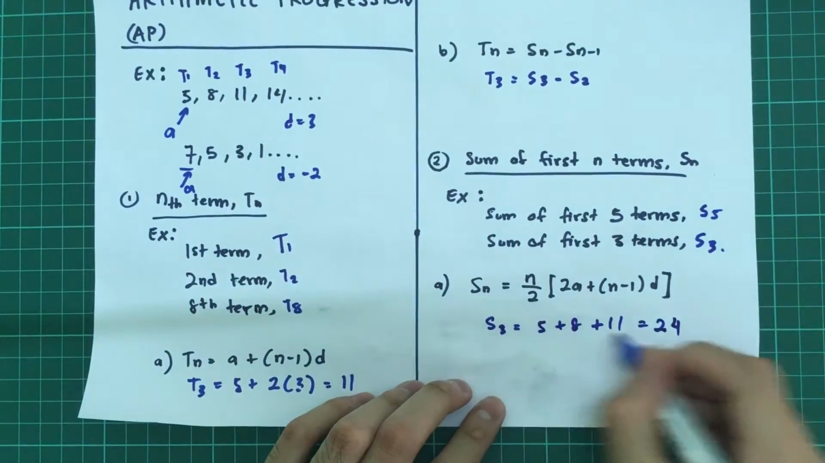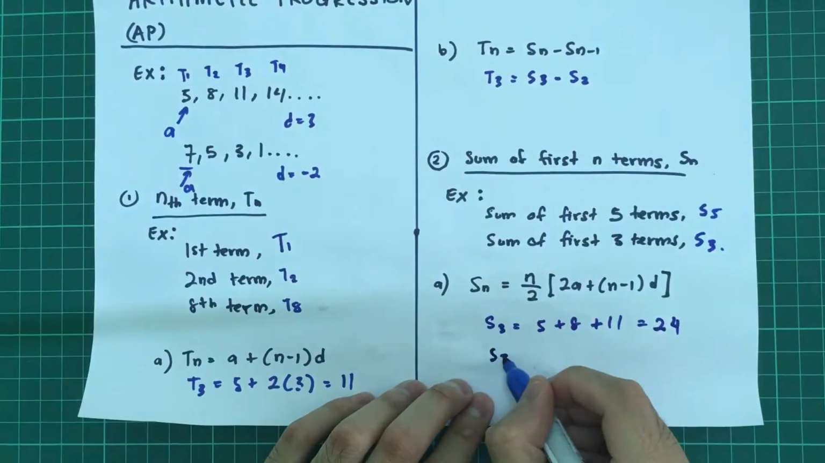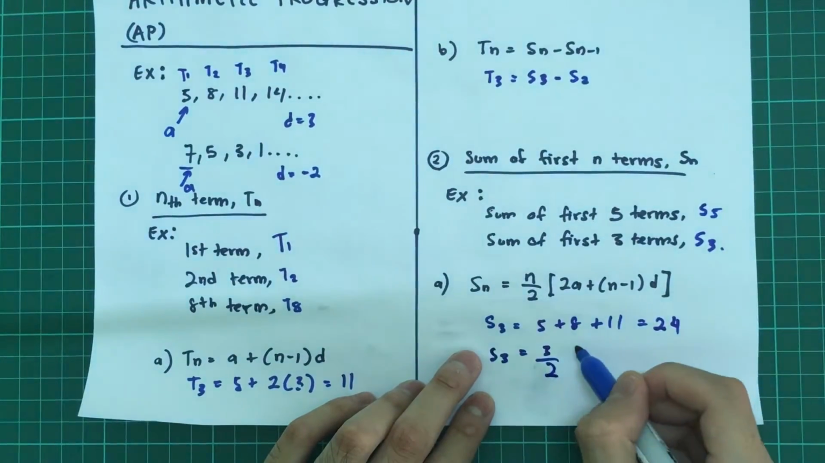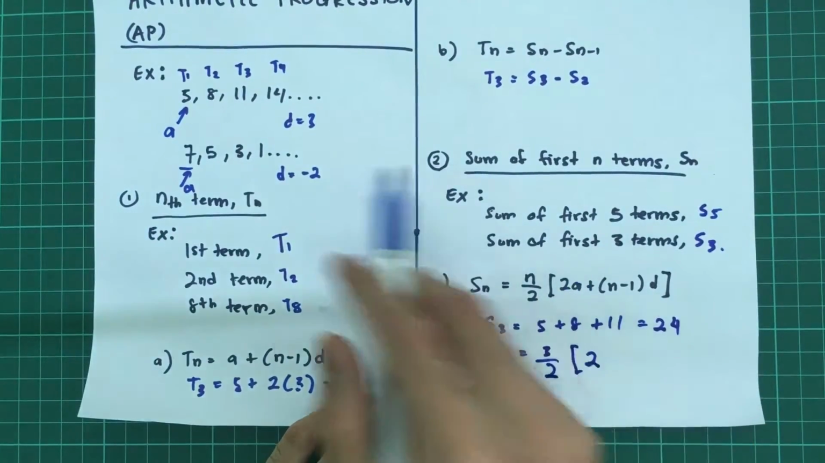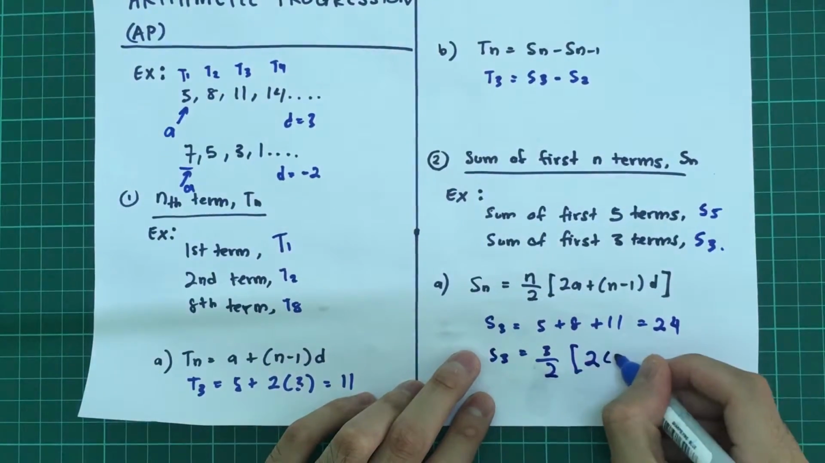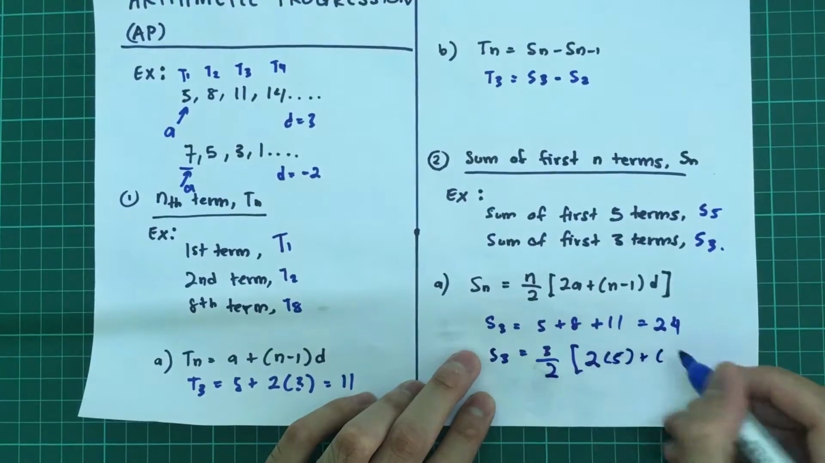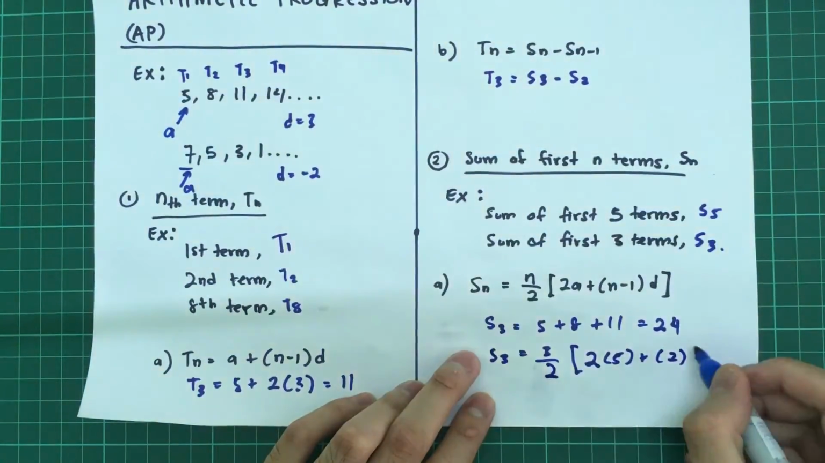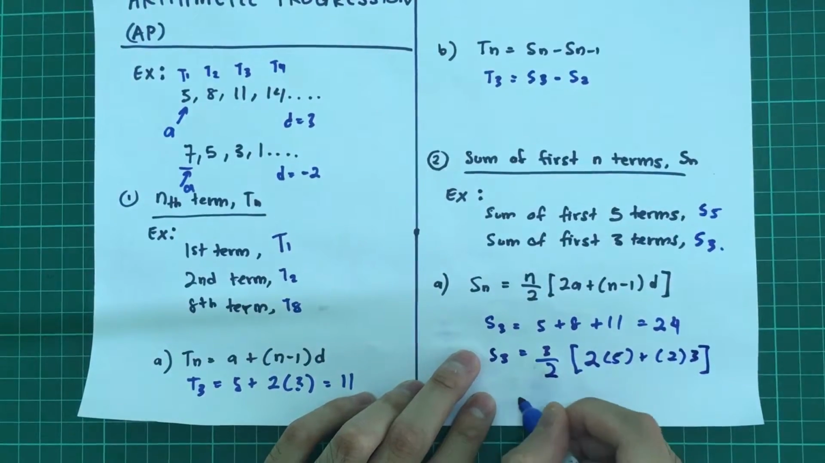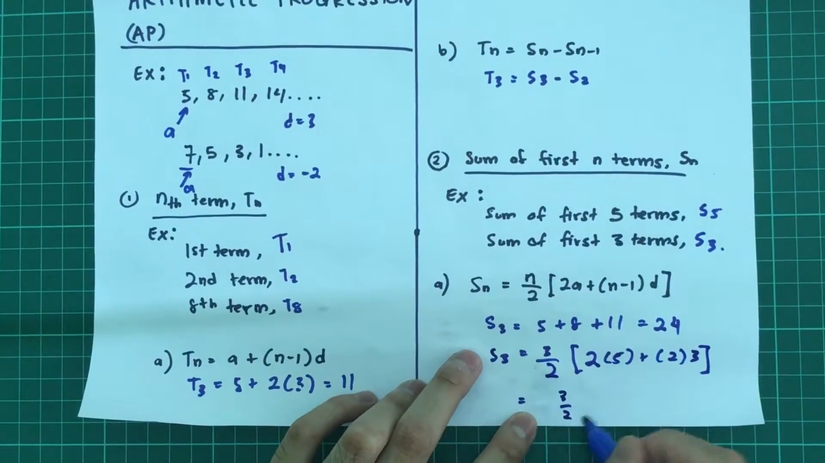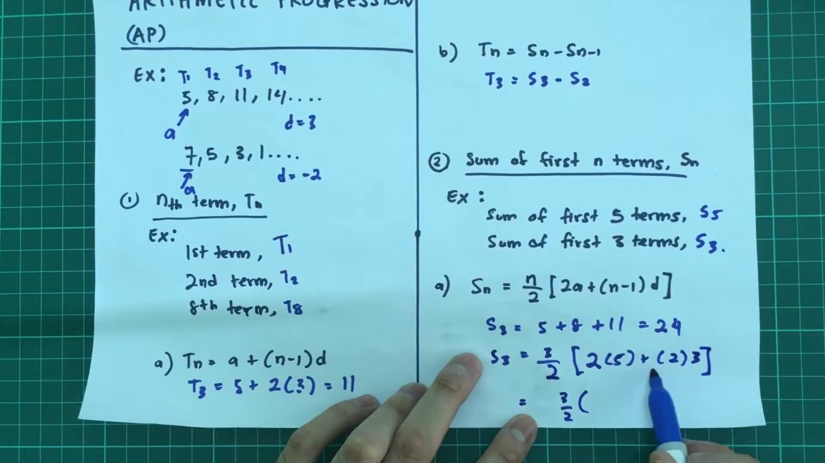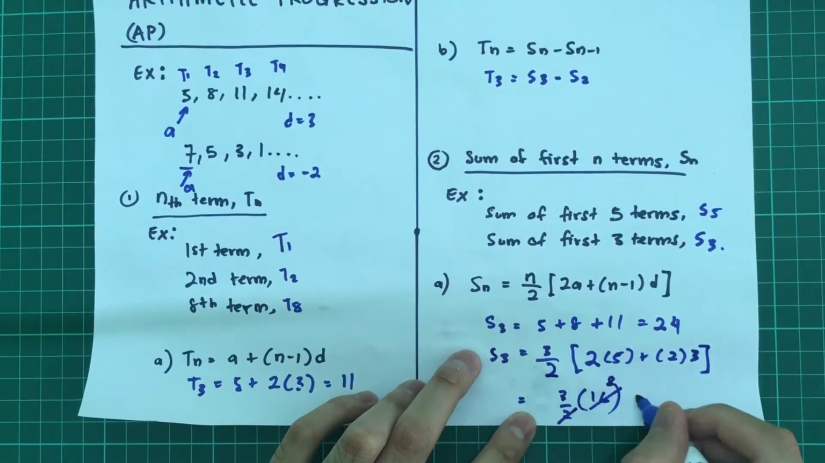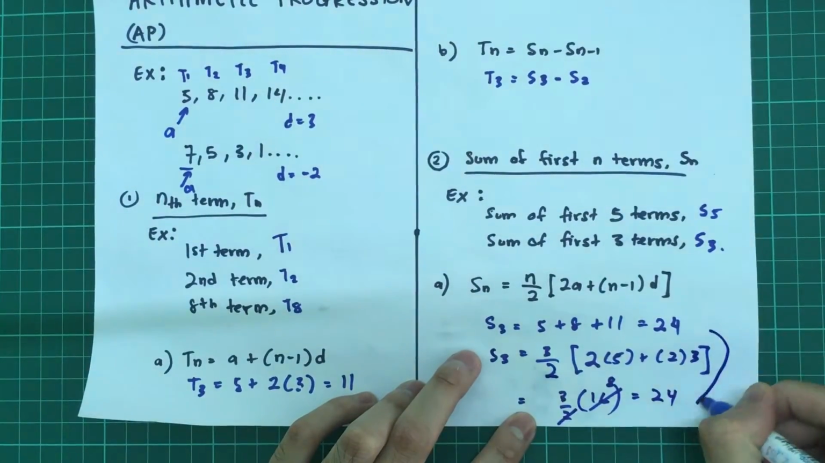Right, let's prove this by using the formula. S3 equals to n divided with 2, it's 3 divided with 2, times 2a. Our a, the first term, is 5. 2 times 5 plus n minus 1, 3 minus 1, it's 2, and then the d there, it's 3. Right, so 3 divided with 2, 2 times 5, it's 10, 10 plus 6, it's 16. We can simplify this. 3 times 8, it's 24, so it's equivalent there.